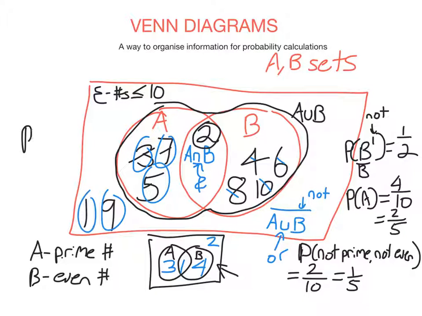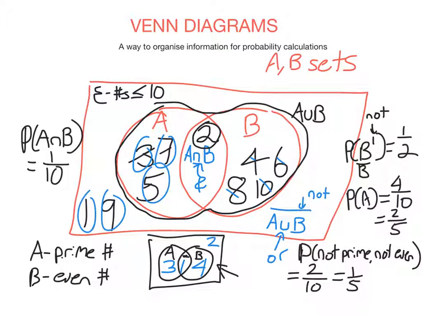So what is the probability that if I pick a number between 1 and 10, it's a prime number and it's also an even number? Well, that's easy from our Venn diagram. There's only one such number. So that would be 1 out of the 10 numbers in total.